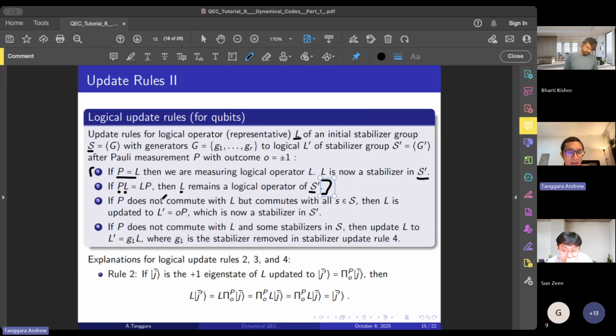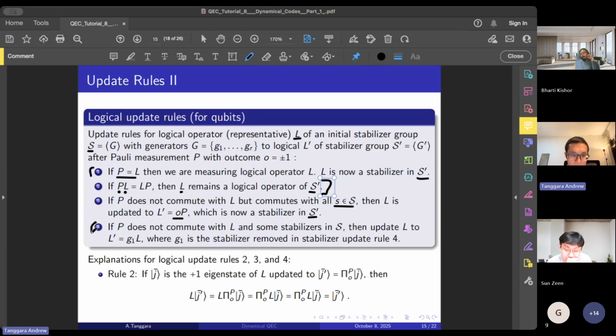And now if P does not commute with L, but it commutes with all the stabilizers in this S, I'm going to replace this L with L prime, which is just this OP, right? This P multiplied by whatever measurement outcome you see after measuring it. And it's now a stabilizer in this S prime. I'm going to talk about why that is in a little bit.